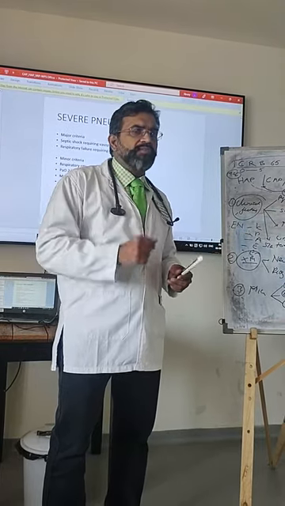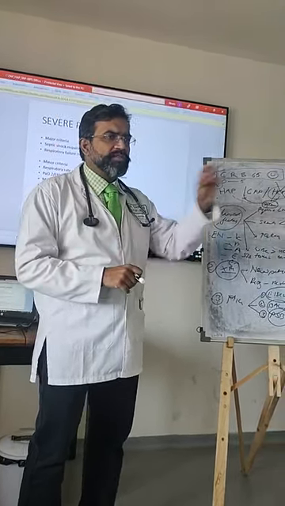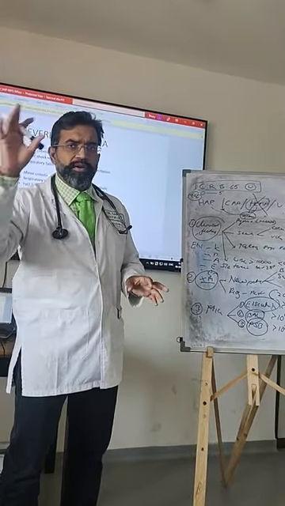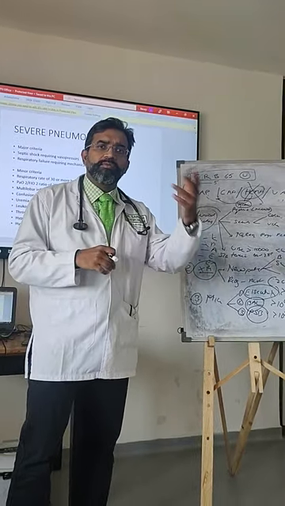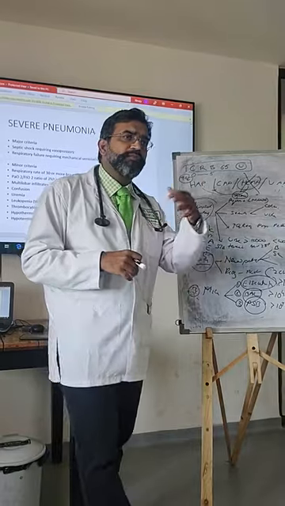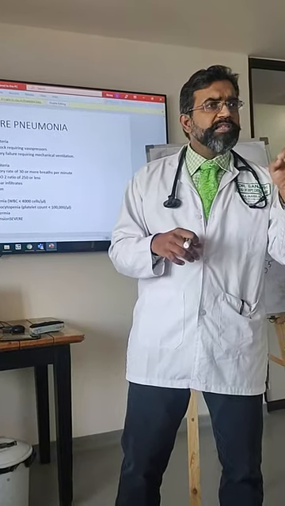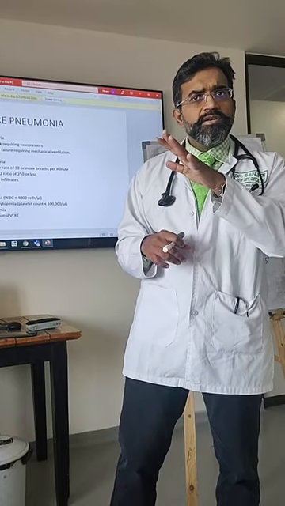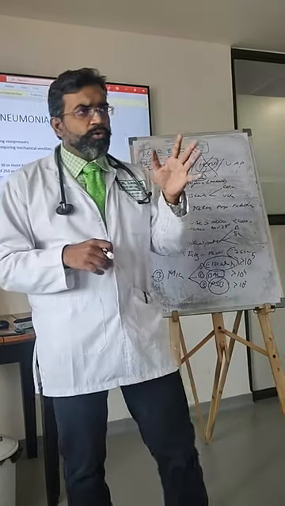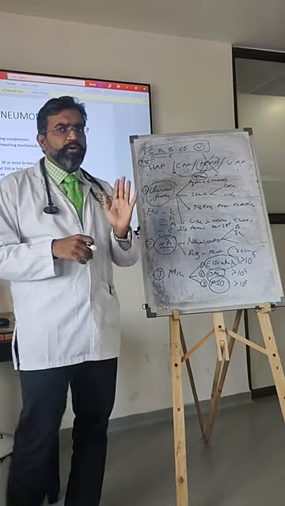In a severe case, I will give a ceftriaxone, I will give an azithromycin, and I will probably start a steroid. A steroid is generally given in severe community acquired pneumonia at a dose of anywhere between 40 mg per day of prednisolone or 8 mg dexamethasone tapered over 10 days. This is what you want to do with severe community acquired pneumonia.